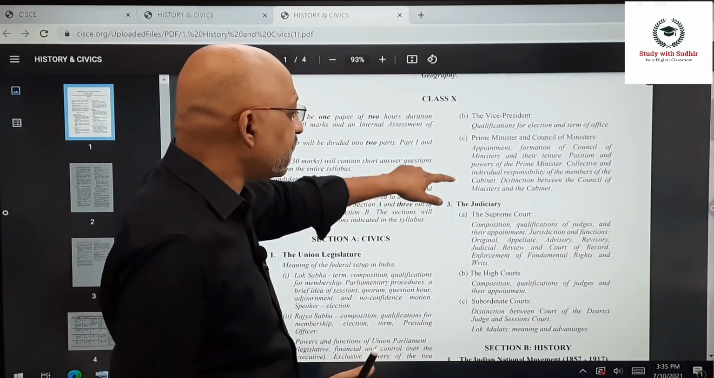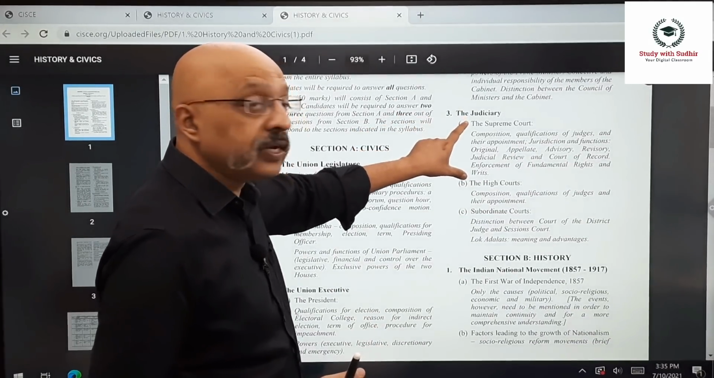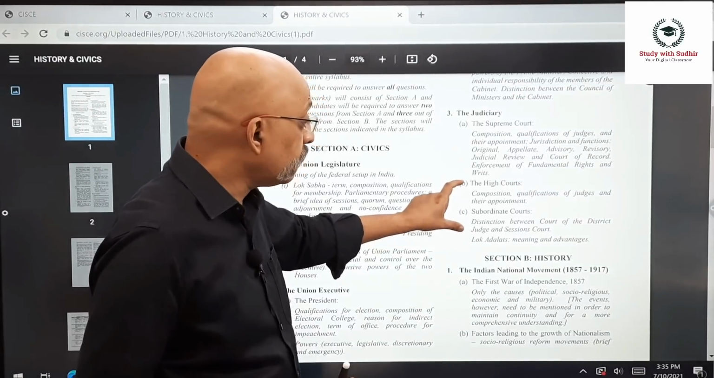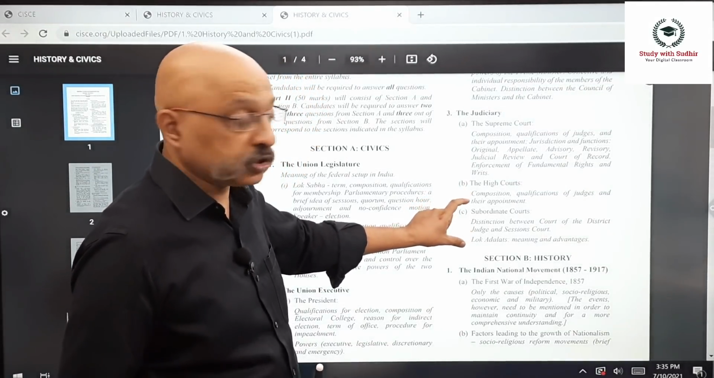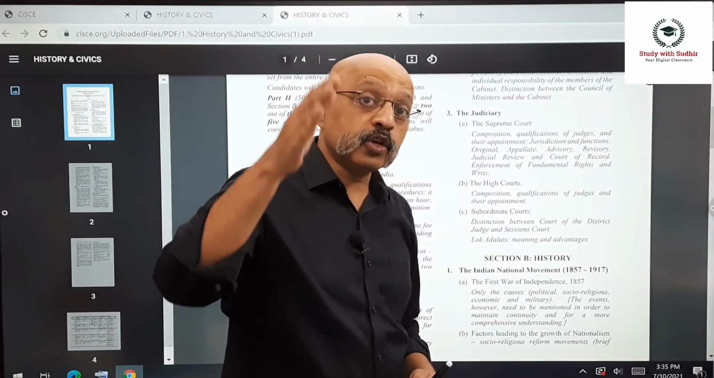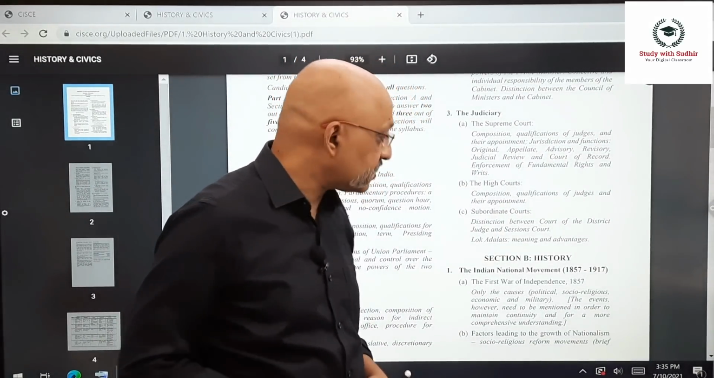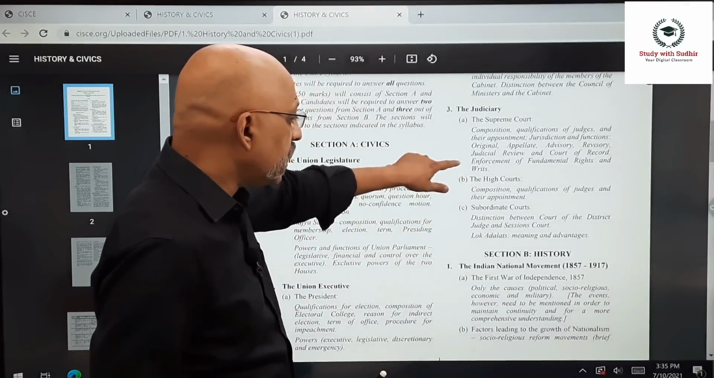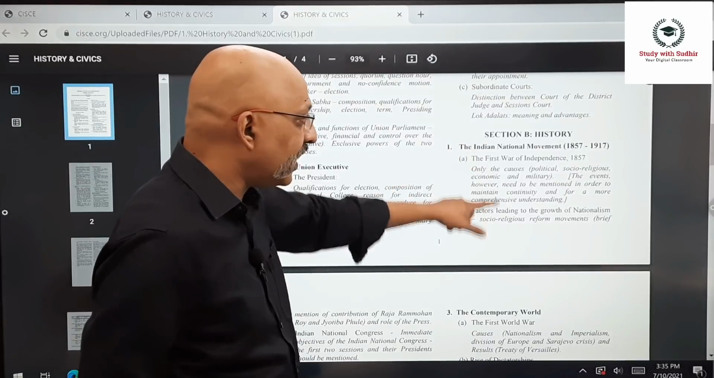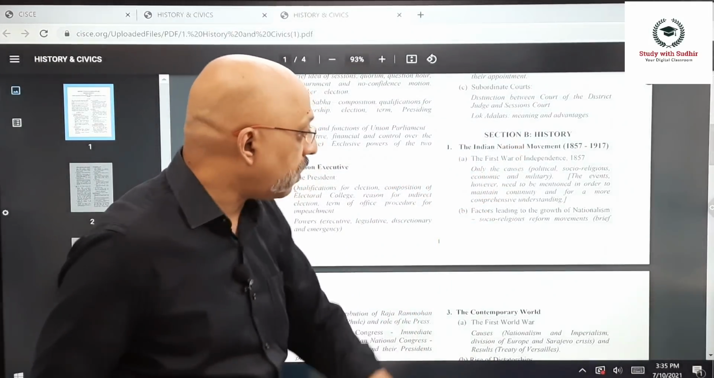Then the judiciary. What they have done is, last year they had only the Supreme Court. This year they have restored the 5th chapter on the high courts and the subordinate courts. So this is the new part as far as your 2022 board examination syllabus is concerned. Let's now come to history. History is pretty much the same. No changes at all as far as the Indian history part is concerned.